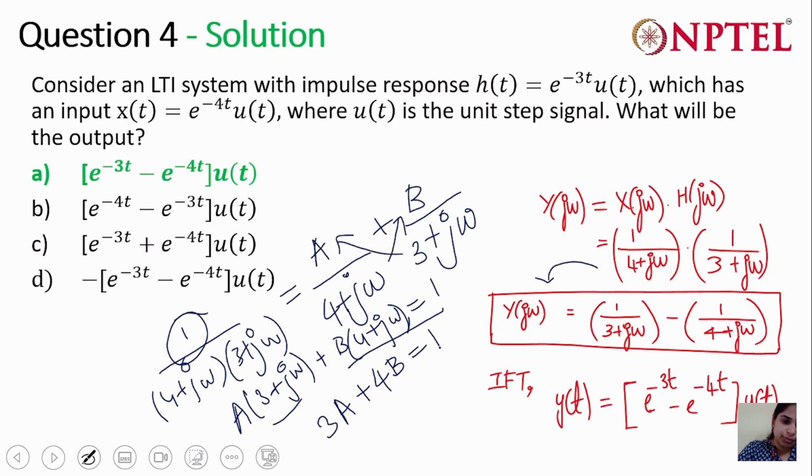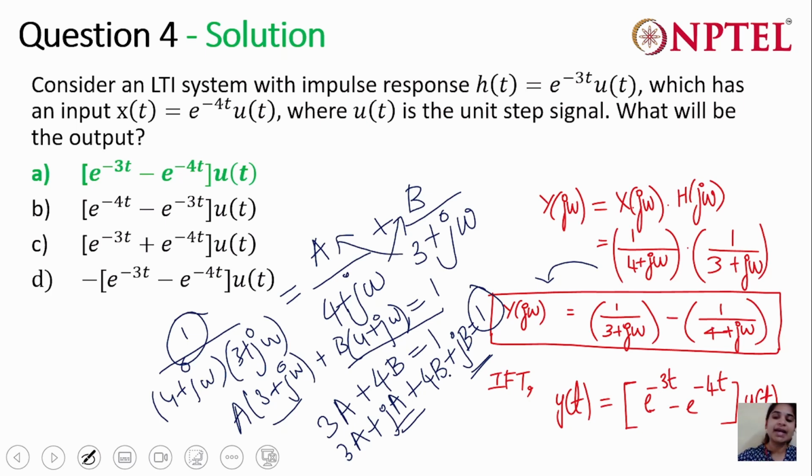Second expression, if I put omega as 1, I will get 3a plus ja plus 4b plus jb equal to 1. Here you see the j into (a plus b) term. The j into (a plus b) term can be equated to 0 because here you just have a real number. You don't have any imaginary number. So 3a plus 4b should be equal to 1, which we got previously. The second expression is a plus b is equal to 0.